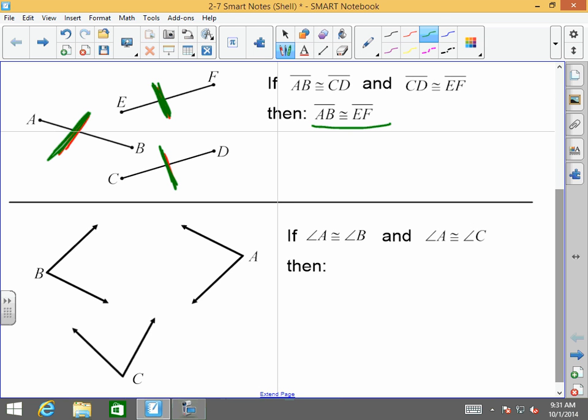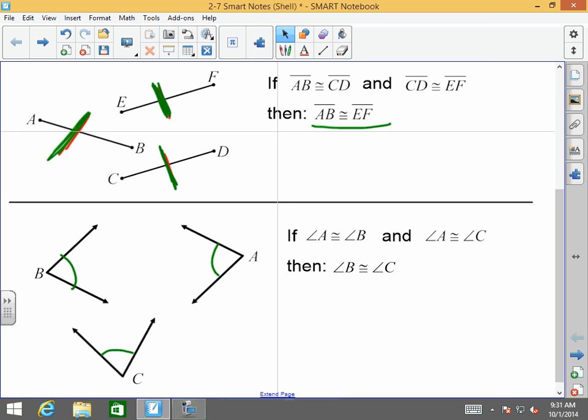With an angle, it works the exact same way. If I tell you that angle A is congruent to angle B, but then that angle A is congruent to angle C, what can I conclude? Yes, sir. That's absolutely 100% right. Angle B is congruent to angle C. So that's one part of the transitive property. There are two parts to this. May I continue? All right, awesome.